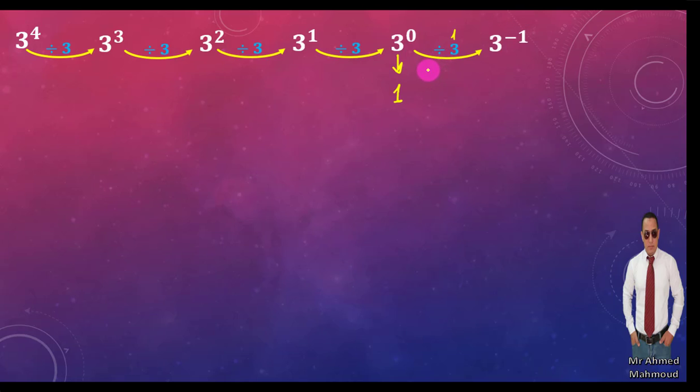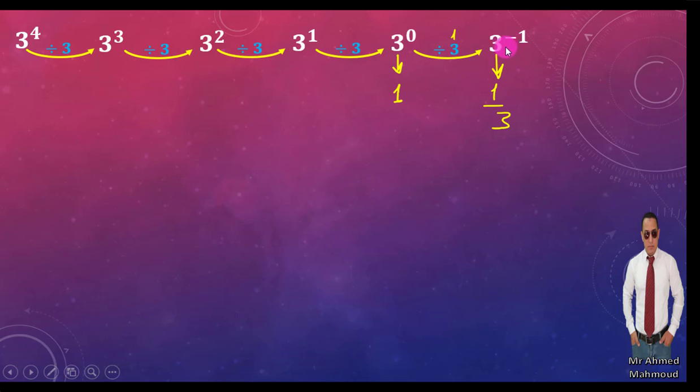And by another meaning, what will happen if we divide 1 by 3, because 3 power of 0 equals 1, so it is equal also 1 divided by 3. 1 divided by 3 equals 1 over 3. So I can say that 3 power negative 1 is the same as 1 over 3. Again, 3 power negative 1 is the same as 1 over 3.